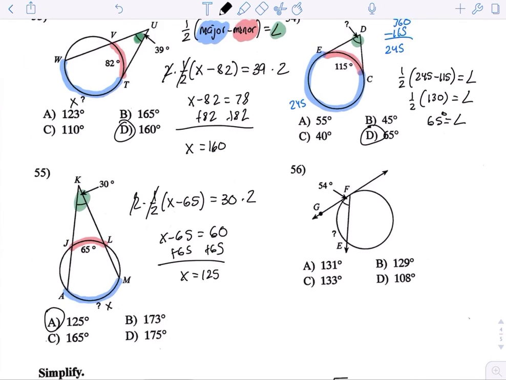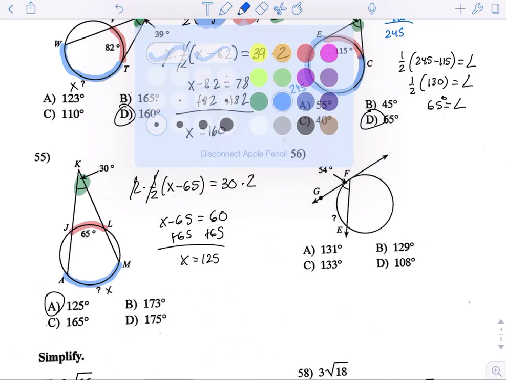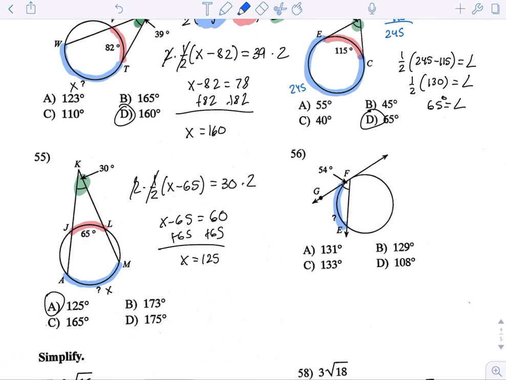Alright, last but not least, we got the 56. Okay, so for these types of problems, you guys, when you got a tangent with a line, basically this arc right here is double that angle, or this angle is half of that arc. So since we're given the angle, just multiply by 2 to get the arc. So 54 times 2, you guys, is just 108 degrees.